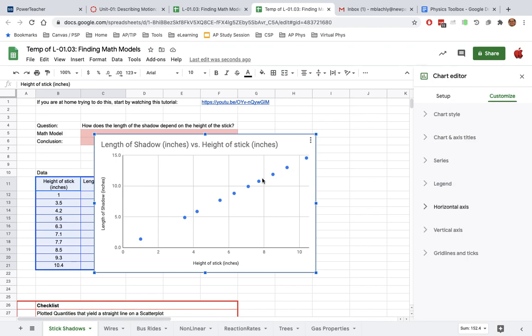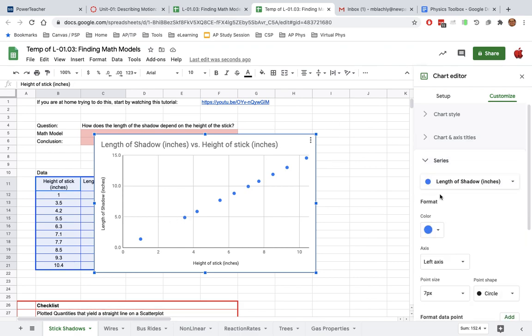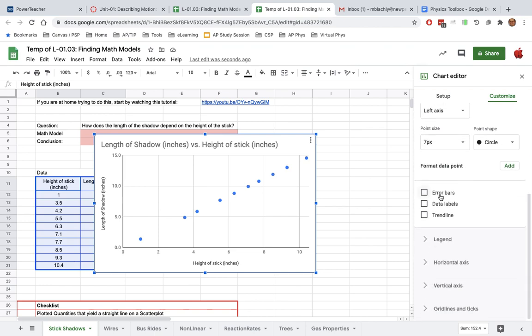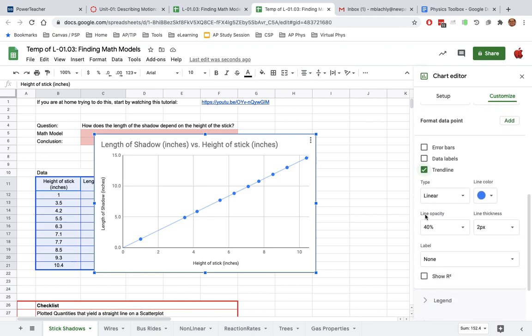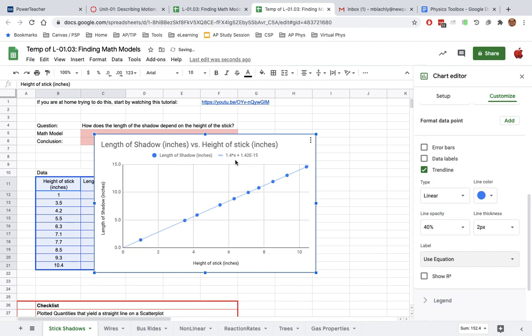We want to find, this looks like a straight line here, and so we want to find the equation of that straight line. So we're going to go to Series, and under Series, we're going to add a trend line. And that shows the line, and you can see it's a very nice fit. The data falls right on the line. If we scroll down a little more over here, under Label, choose Use Equation. This is going to tell us the slope and the intercept.